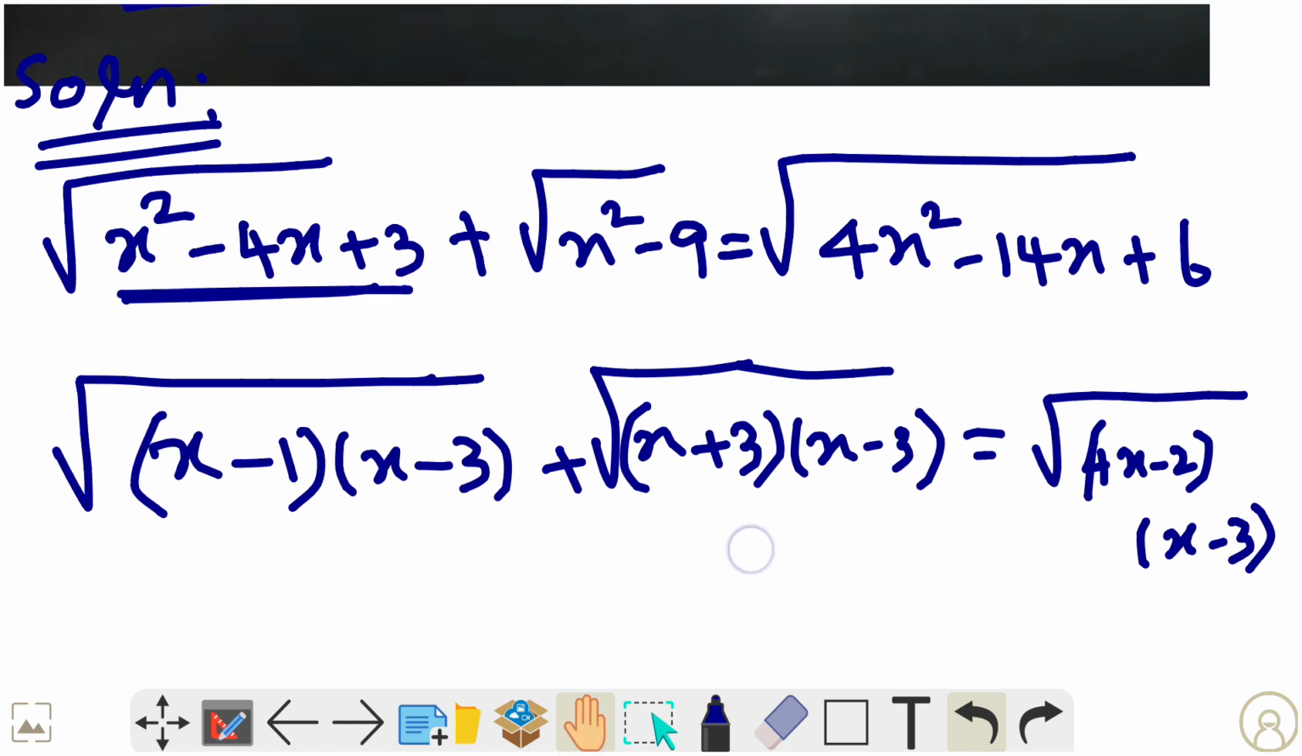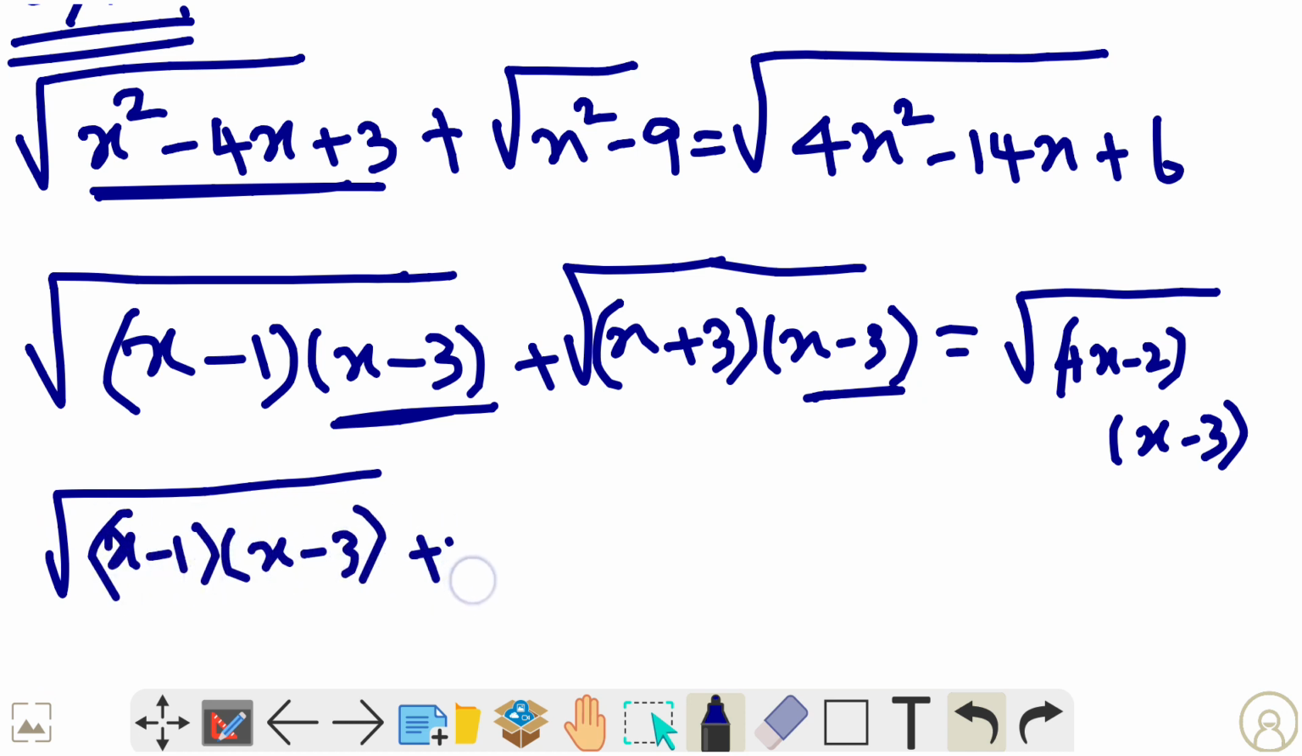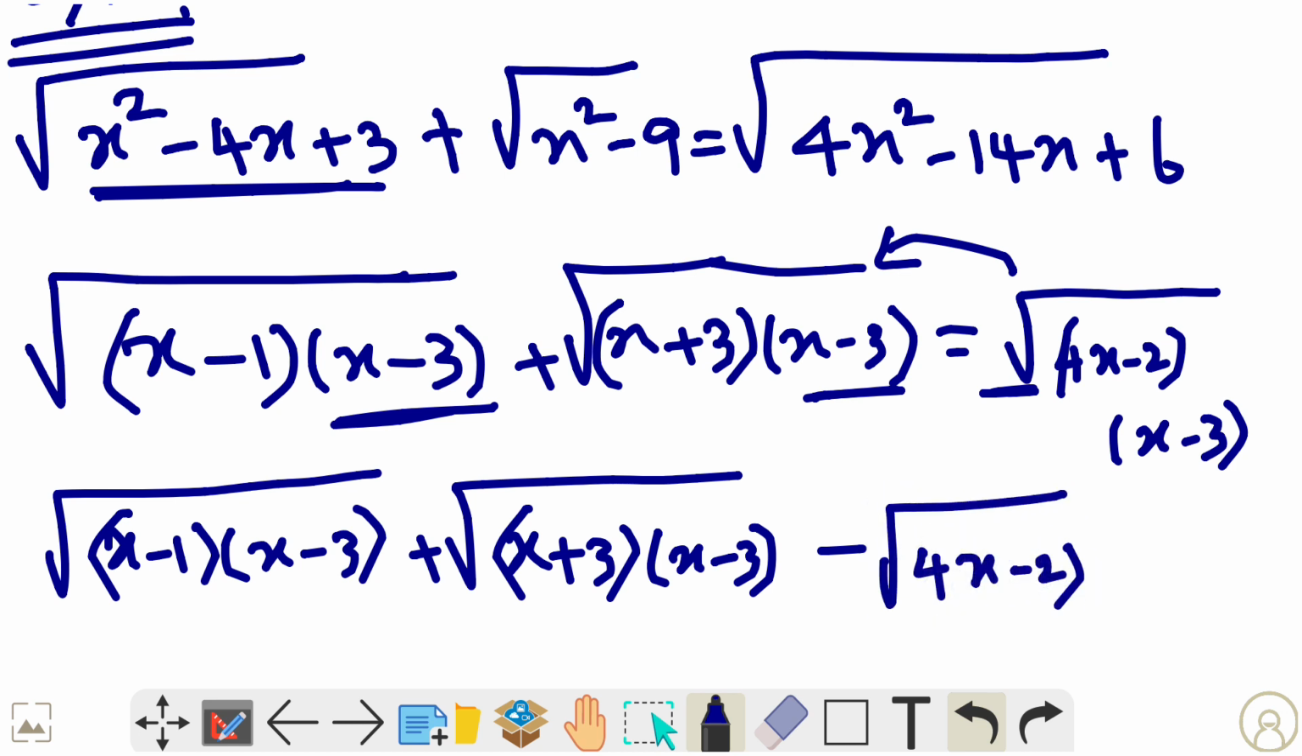Okay, so now just look at here. So x minus 3, x minus 3, and x minus 3. So I need to write one more step here. Square root of x minus 1 into x minus 3 plus square root of x plus 3 into x minus 3, and this is a positive root. The square root of 4x minus 2 into x minus 3 goes to the other side of the equation, so this is minus, so we all know 4x minus 2 into x minus 3 is equal to 0.